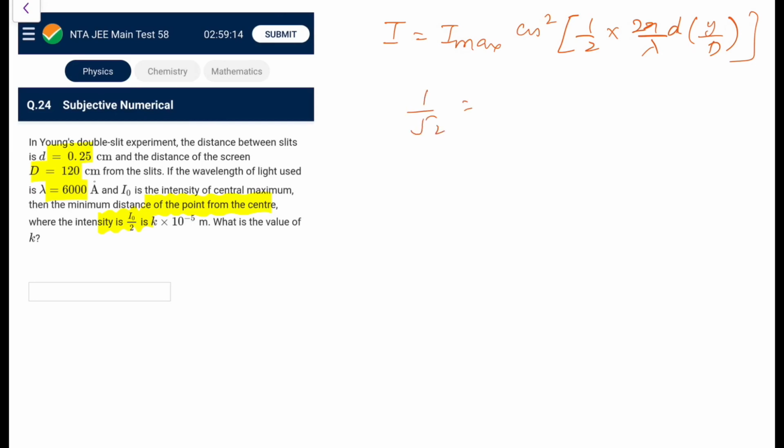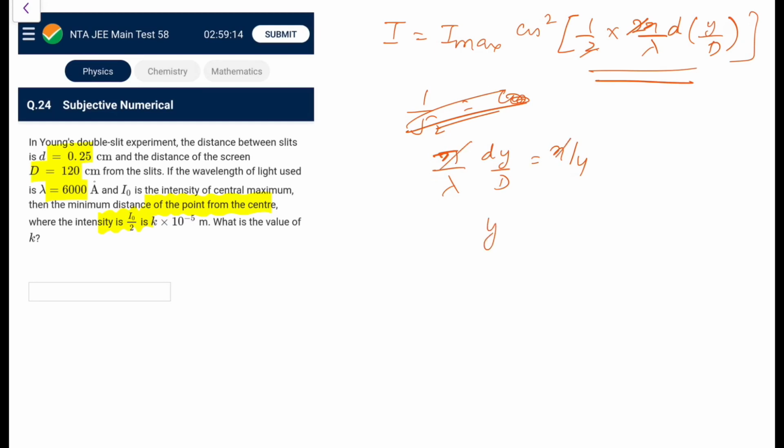Okay, next. In the YDSE experiment, the distance between the slits and the distance of the screen are given, the wavelength of light is used, I₀ is the central maxima. Minimum distance of the point where the intensity is I₀ by 2, we know this is I₀ by 2 at a point where the path difference is λ by 4. So I can directly write the formula, I max cos² φ by 2, and φ by 2, 1 by 2 into φ, where φ is 2π by λ into Δx, and Δx is d sin θ, which is yd by D. I can write it like this. So this is 1 by 2 cos², so 1 by root 2 would be the cos, that is for 45 degrees, so I can directly write this value should be π by 4. So this comes out to be πyd by λD equals π by 4. Directly I can make it out.